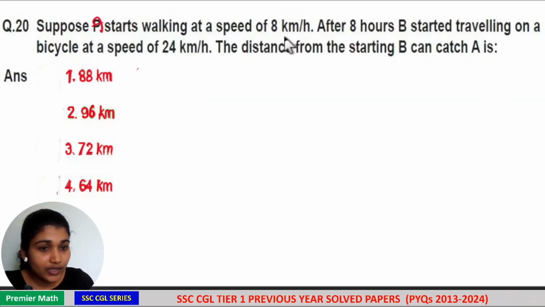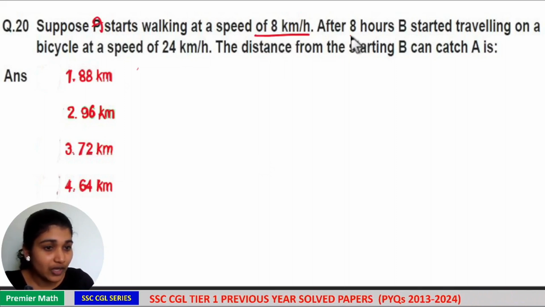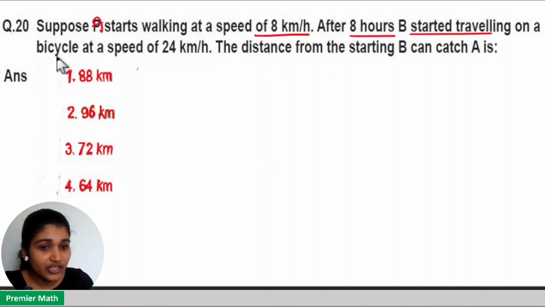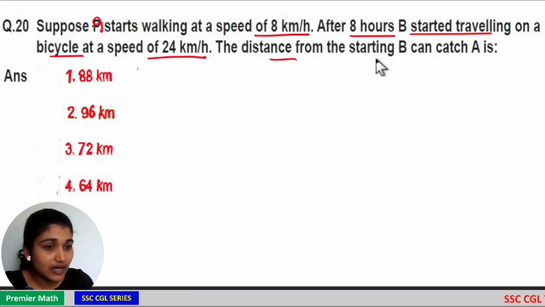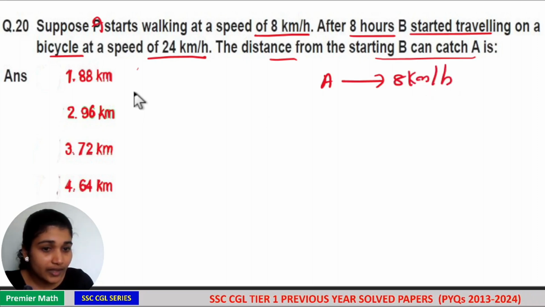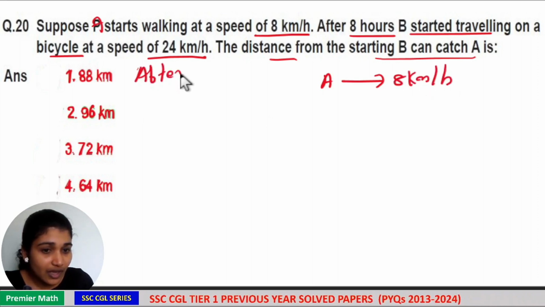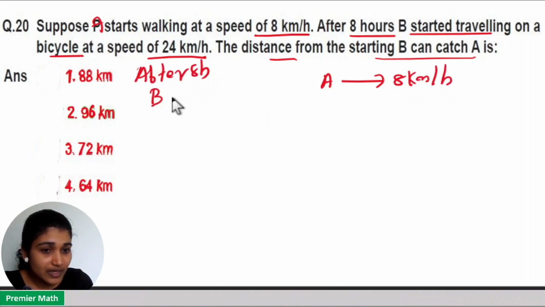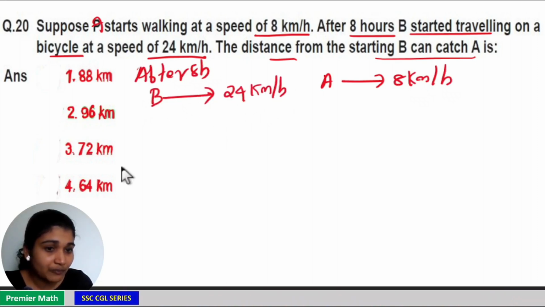Suppose A starts walking at a speed of 8 km per hour. After 8 hours, B started traveling on a bicycle at a speed of 24 km per hour. The distance from the starting point at which B can catch A is. Here A started walking at a speed of 8 km per hour and after 8 hours, B started cycling at a speed of 24 km per hour.